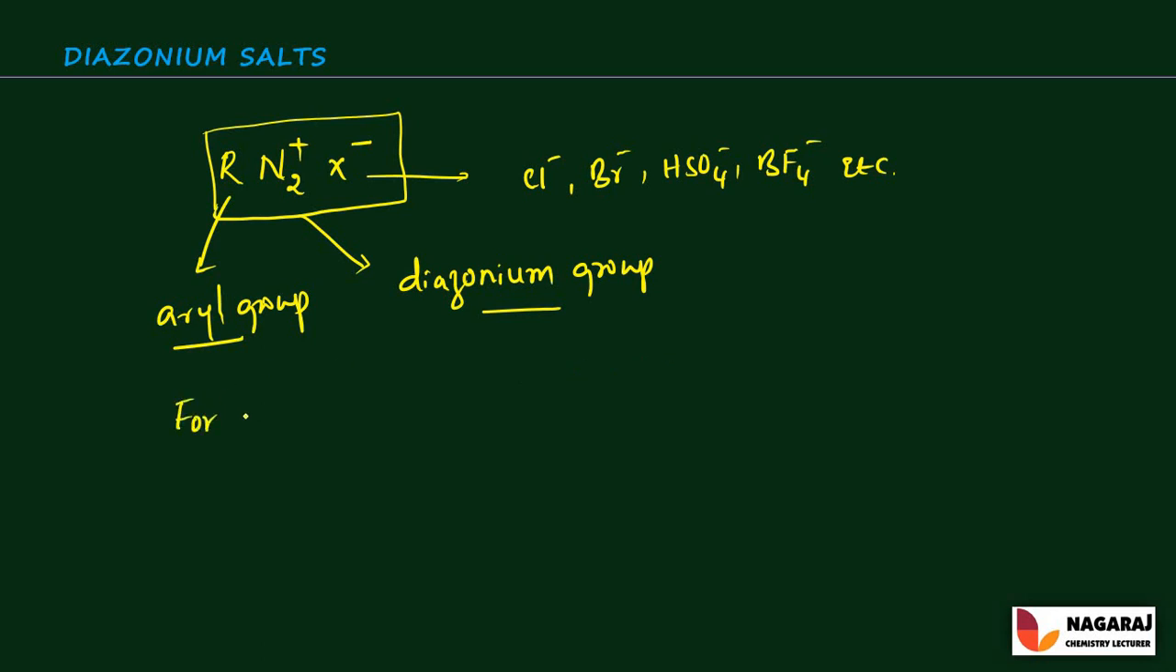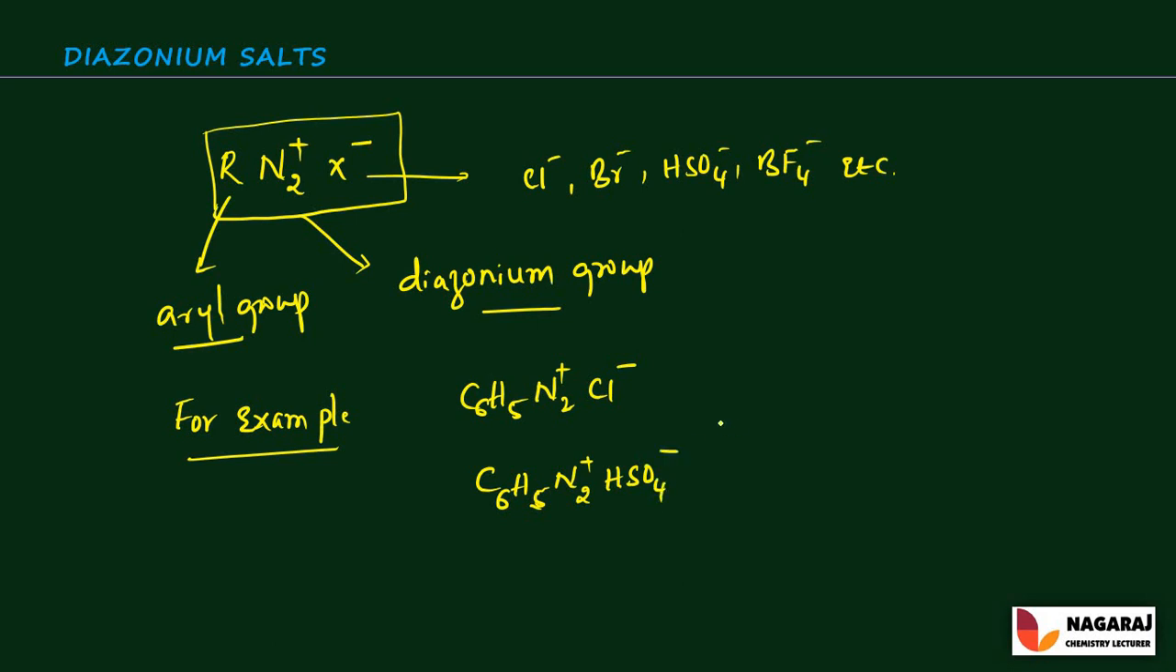For example, let us take R as C6H5, giving C6H5N2+ Cl−, and one more molecule, C6H5N2+ HSO4−. These diazonium salts are named by suffixing diazonium to the name of the parent hydrocarbon. Here the parent hydrocarbon is the benzene ring, so the word diazonium is added to benzene, followed by the name of the anion. Here the anion is chloride, so it is benzene diazonium chloride.